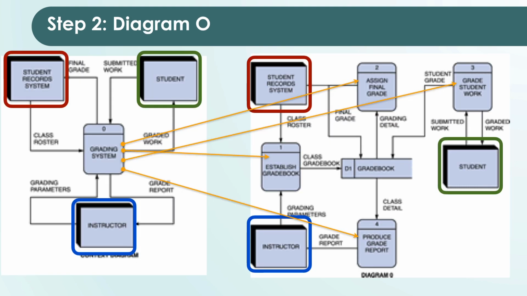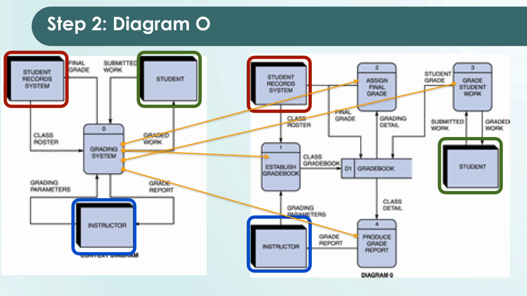Let's take a look at this example. We have an example for a grading system. On the left side is the context diagram and the right side is diagram 0. On the left is the context diagram. You can see that the name of the 0 process is grading system. That is the system name.